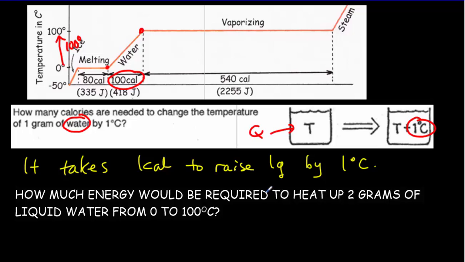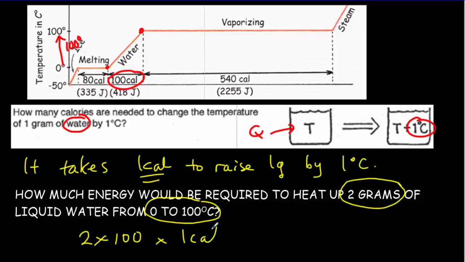Second question, how much energy would be required to heat up 2 grams of liquid water from 0 to 100 degrees? Now, of course, we've got twice as much mass, twice as much stuff to heat up. So that would contribute a factor of 2. And instead of heating it up by 1 degree, we're going to heat it up by 100 degrees. That should introduce a factor of 100. So instead of only using 1 calorie, it should take 2 times 100 times 1 calorie. So it would take 200 calories to heat up 2 grams of water from 0 to 100 degrees.